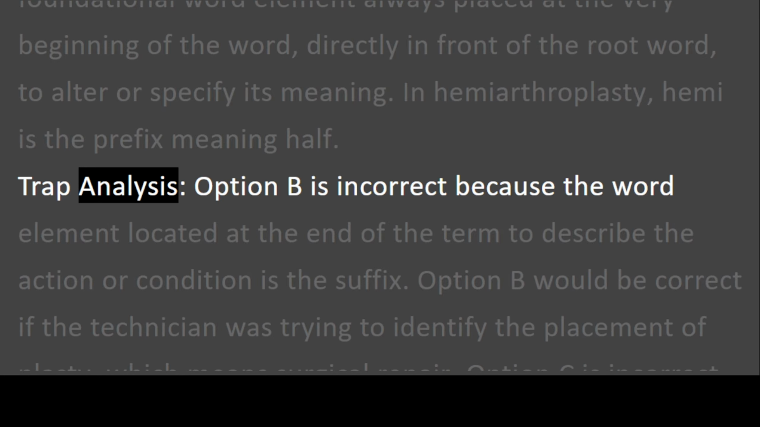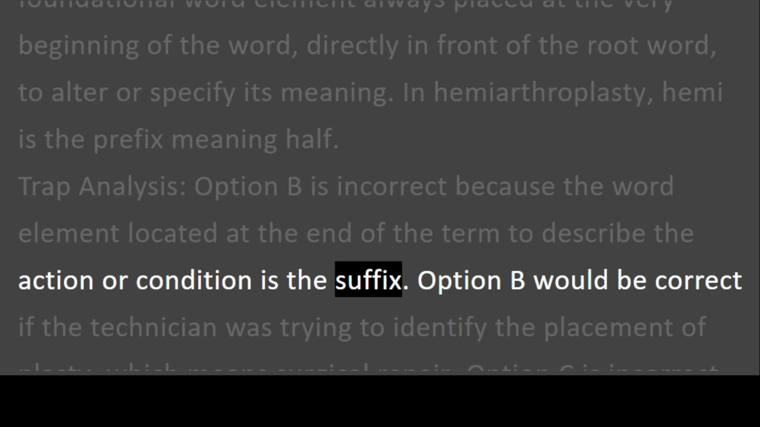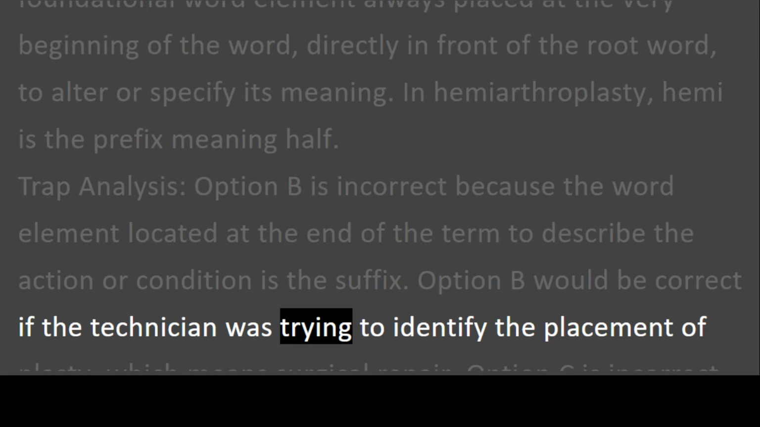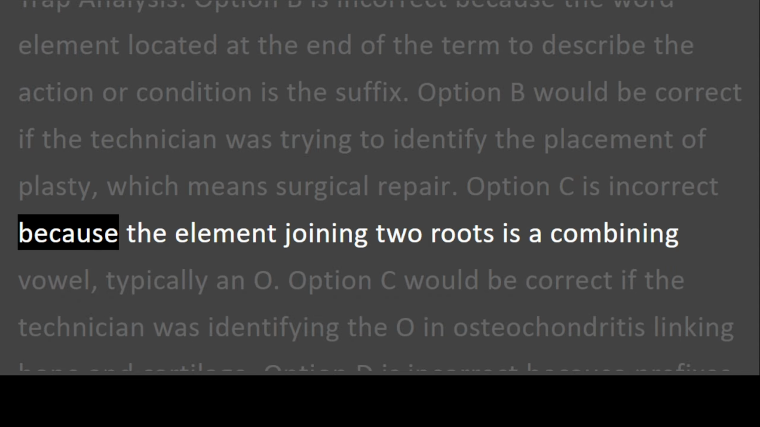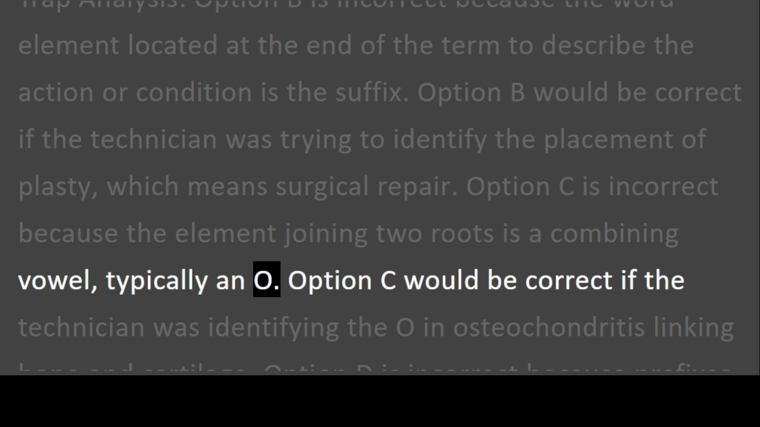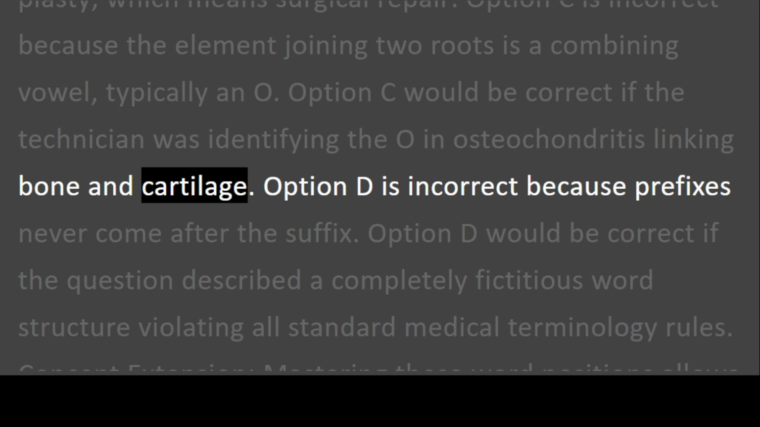Trap analysis. Option B is incorrect because the word element located at the end of the term to describe the action or condition is the suffix. Option B would be correct if the technician was trying to identify the placement of plasty, which means surgical repair. Option C is incorrect because the element joining two roots is a combining vowel, typically an O. Option C would be correct if the technician was identifying the O in osteochondritis linking bone and cartilage.